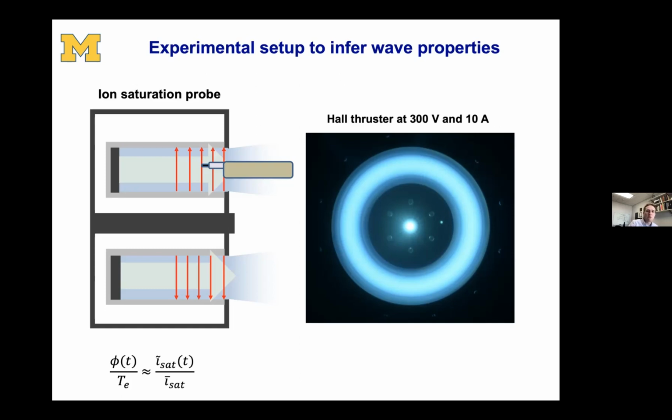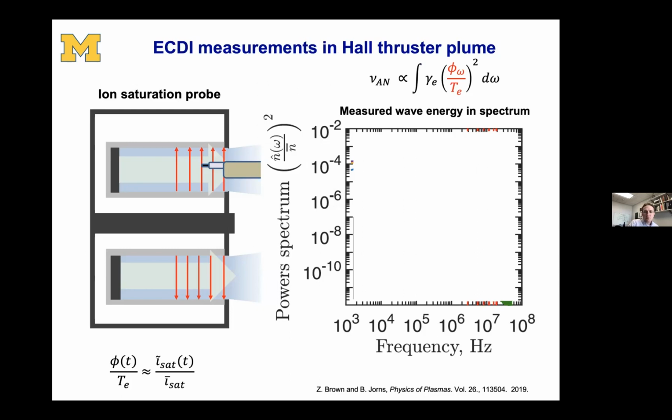So I have a Langmuir probe, biased in the ion saturation limit, which is shot along the channel center line into the discharge and measures fluctuations in ion saturation current. For the ECDI, we can assume, provided the electron temperature doesn't fluctuate very much on the timescale of the oscillation, that this scales linearly with the variations in plasma potential. And here's what the results look like.